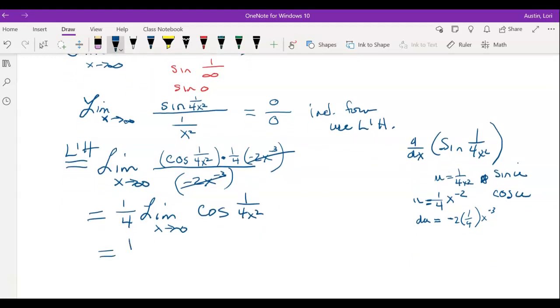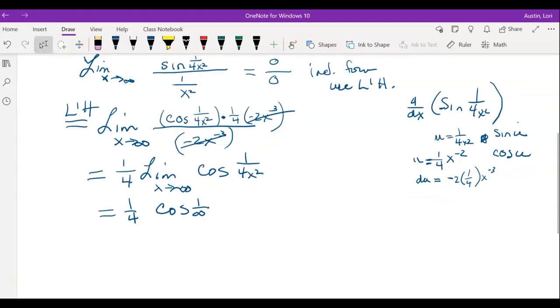Plug it in. Okay, so this becomes... but we said 1 over infinity is technically what? What's 1 over infinity again? Yeah, because we're working with limits, it's 0. Oh, what's cosine of 0? Answer 1/4. Done.